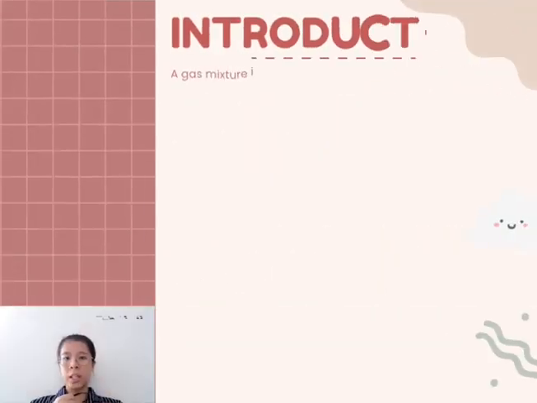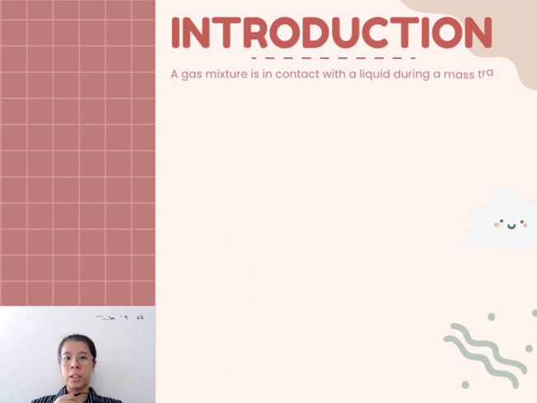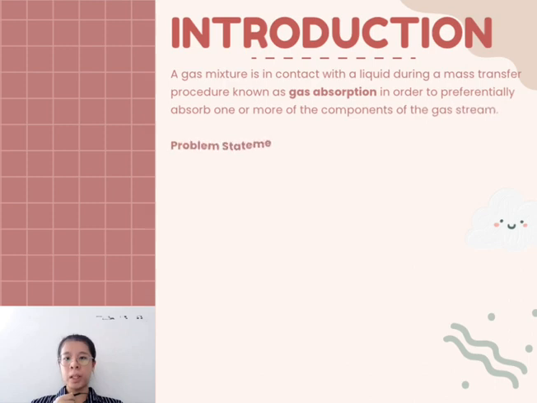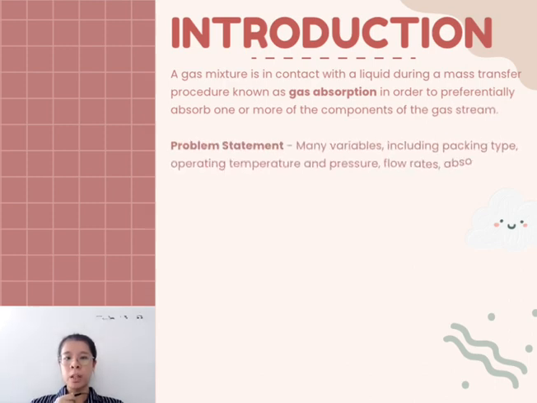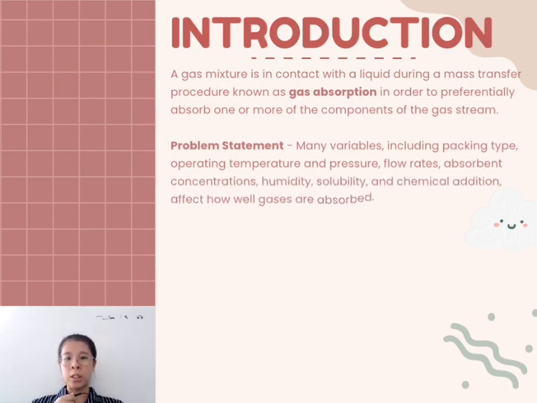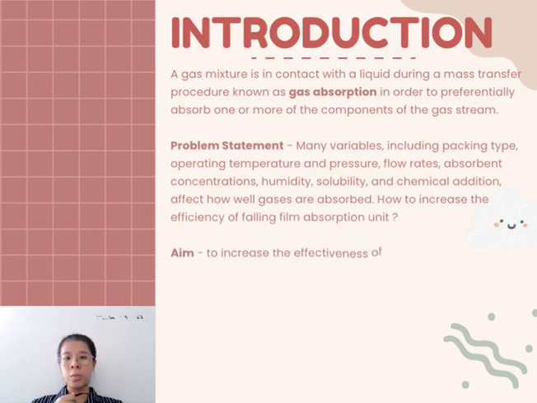A gas mixture is in contact with a liquid during a gas transfer procedure known as gas absorption. Many variables, including packing type, operating temperature and pressure, flow rates and concentration, affect how well gases are absorbed. The problem is how to increase the efficiency of the falling film absorption unit. The aim is to increase the effectiveness of gas absorption in an oxygen-water system with a modified falling film column.